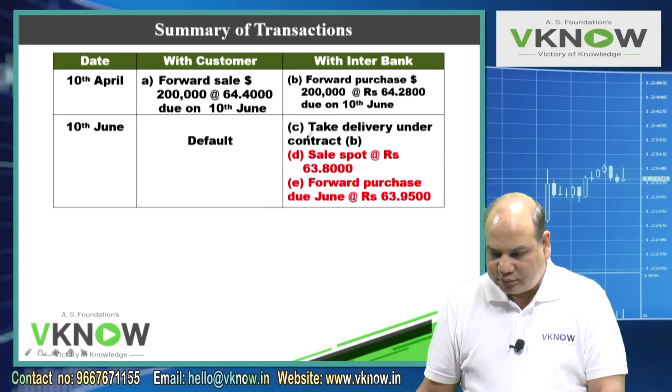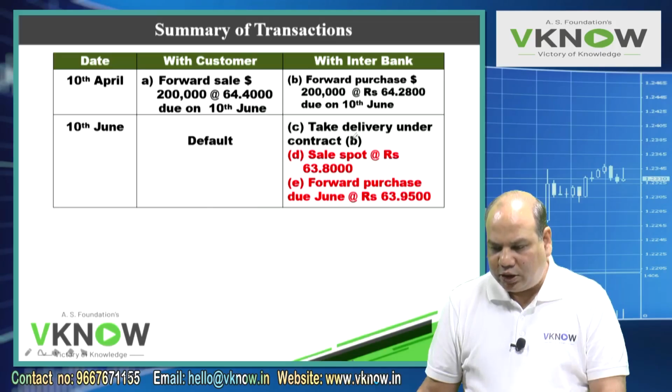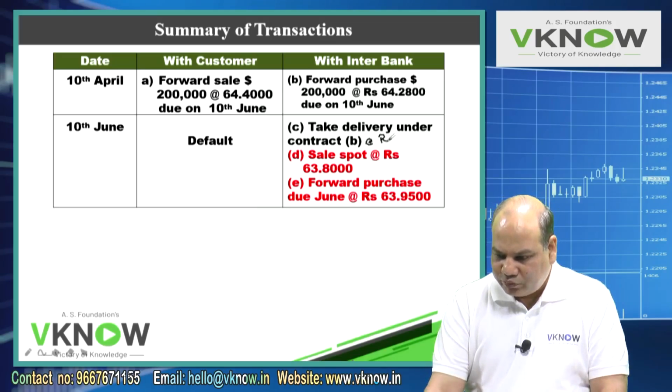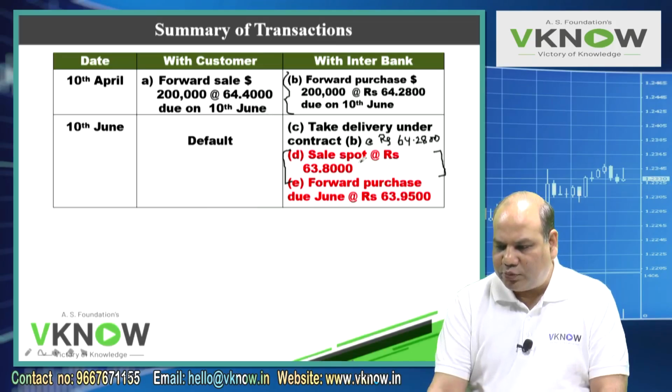So point number C, take delivery under contract B. So what is the rate? Same rate, 64.2800. So they have committed to purchase. Now they will purchase, and what will they do with this dollar? They will sell it because the customer has not come. The idea was to purchase from interbank and sell to the customer. Customer has not come, so they have to dispose of this $2 lakh in the spot market.